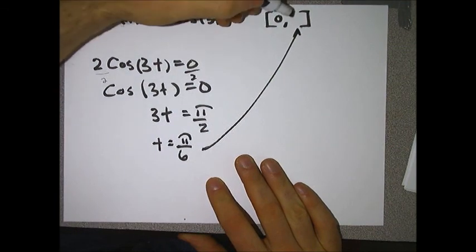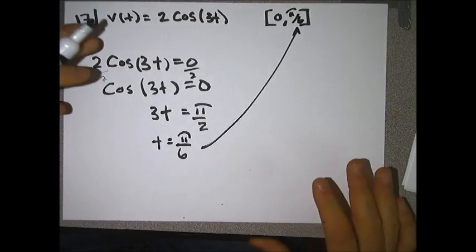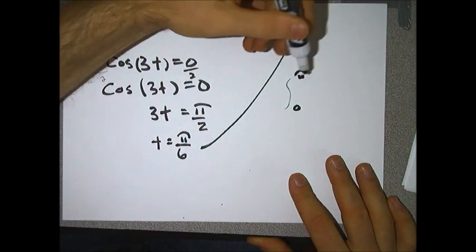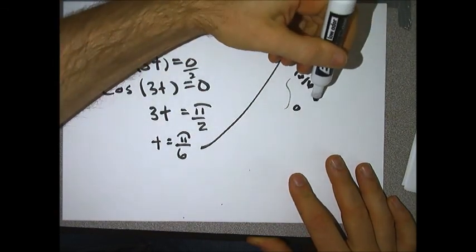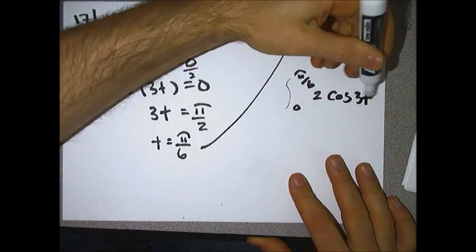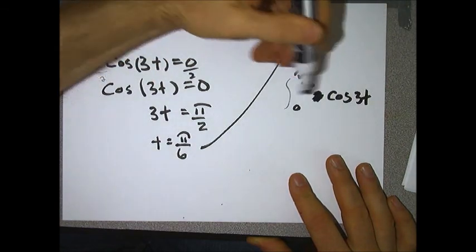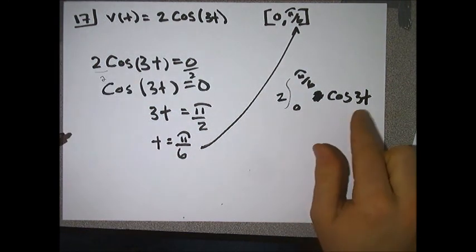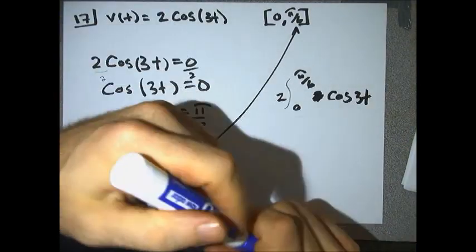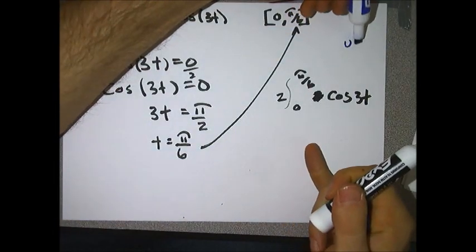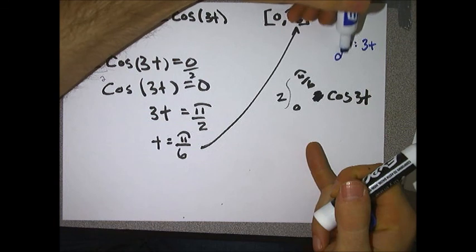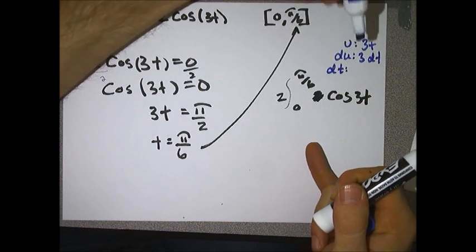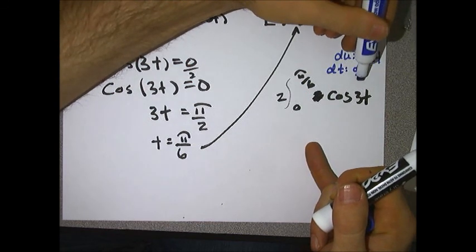That's the first time it stopped. So now I want to find the distance traveled. So I want to integrate from 0 to pi over 6 of 2 cosine 3t. And I'm going to take the 2 and pull it out because it's a constant. Okay, so now I want to integrate this, so I'm going to need a u substitution. So I say let u be 3t. That makes du 3 dt, which makes dt du over 3.